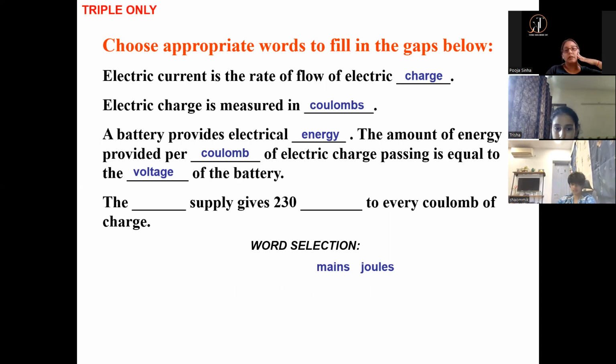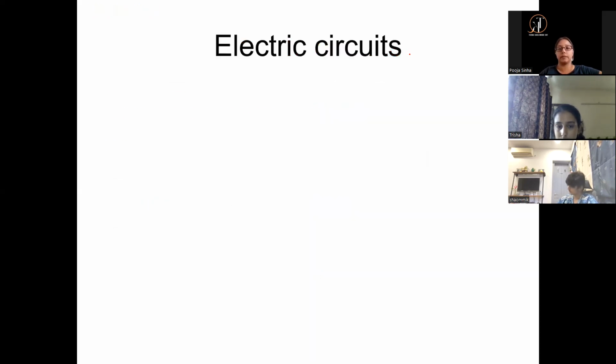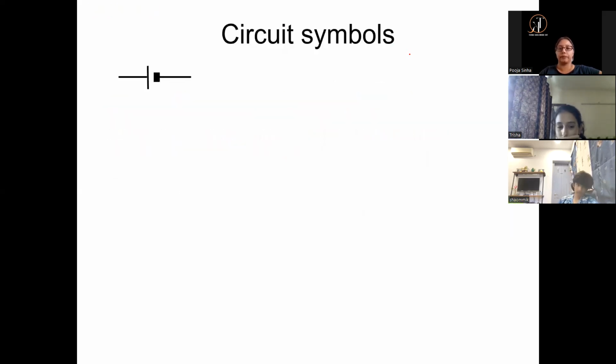Next. Trisha. The main supply gives 230 joules. Read the full statement and be louder, Trisha. You need to be closer to the mic. Your voice is not coming through at all, it is very faint. The mains supply gives 230 joules to every coulomb of charge. Correct.